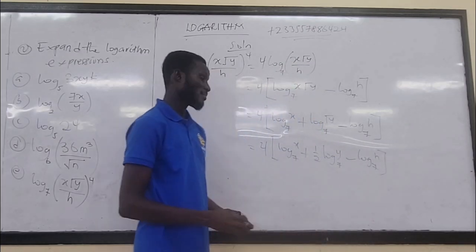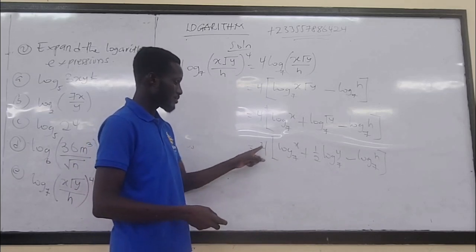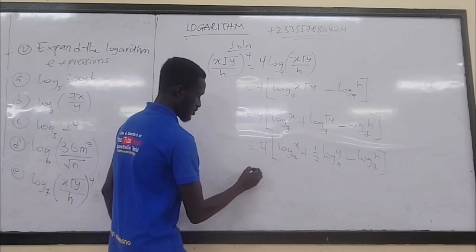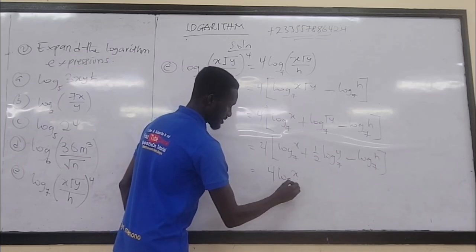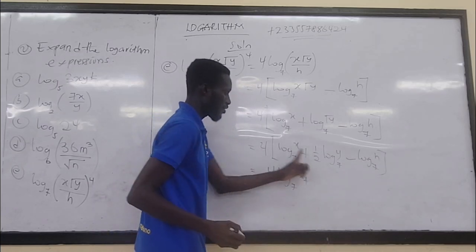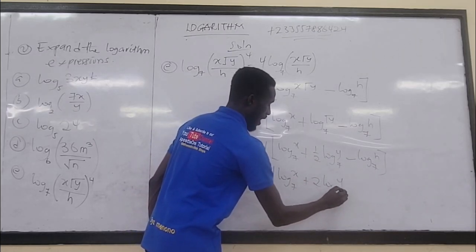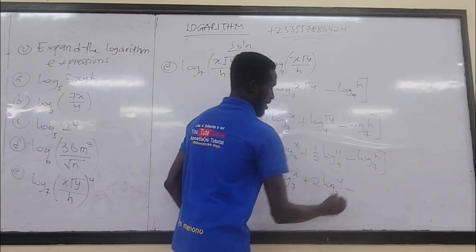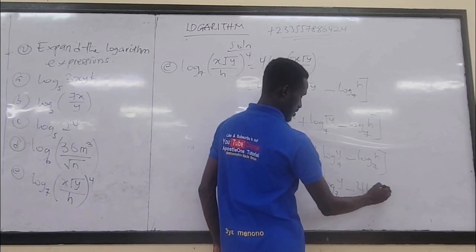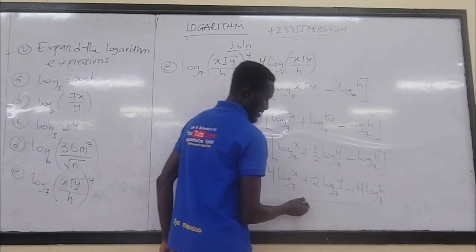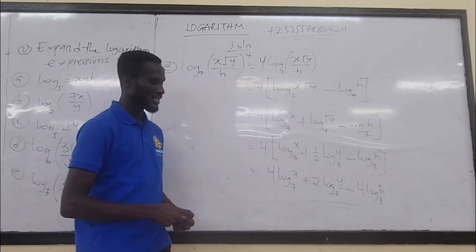Now let me do the last one because this one is still a single logarithm, single with chain. Let me use 4 to multiply through. So 4 times this one, we're going to get 4 log x base 7. Now 4 times half will give us 2. So 2 log y base 7. And then 4 times this one will give us 4 log h base 7. So this is how far we can expand this.